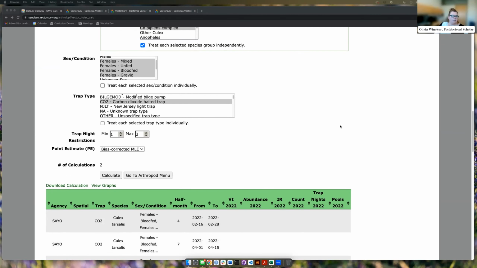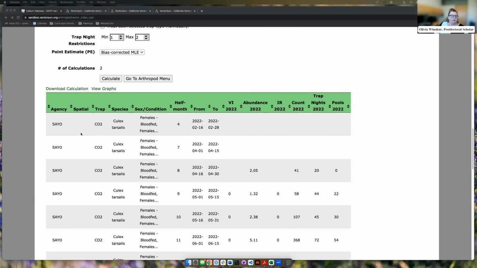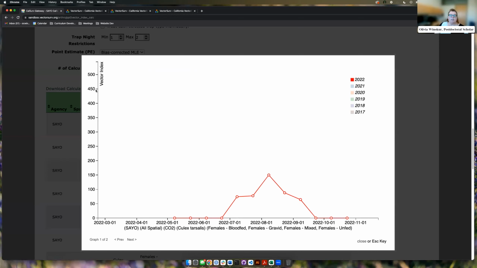Great. And so in here, again, a spreadsheet style output, you can download that to run in your own software. What most people would do is to view the graphs here again. And so this is our vector index. So this is per 1,000 mosquitoes. And you have to divide this number by 1,000.